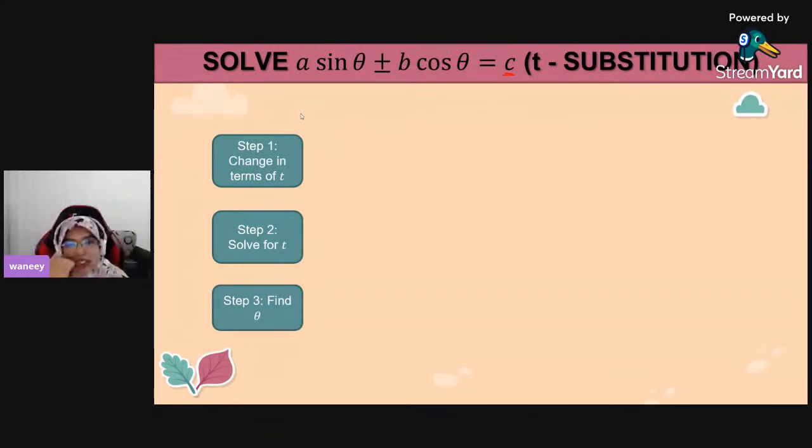Okay, so now, what do we do in order to solve A sine theta plus or minus B cos theta equal to C? The first step is that we are going to change everything in terms of T.